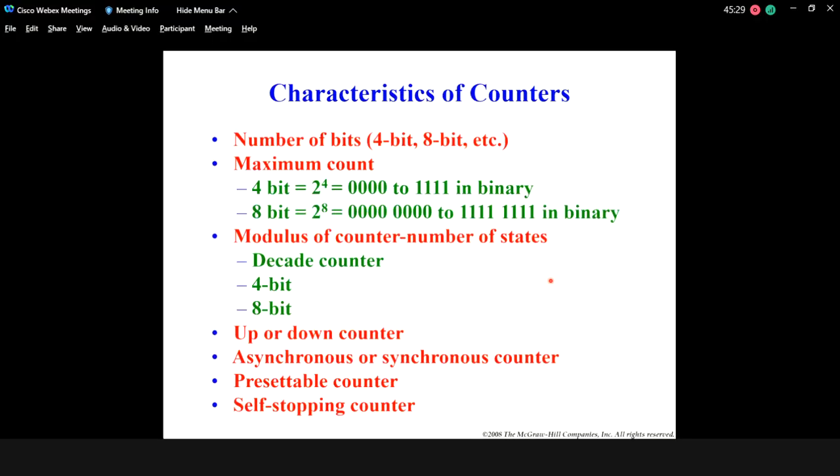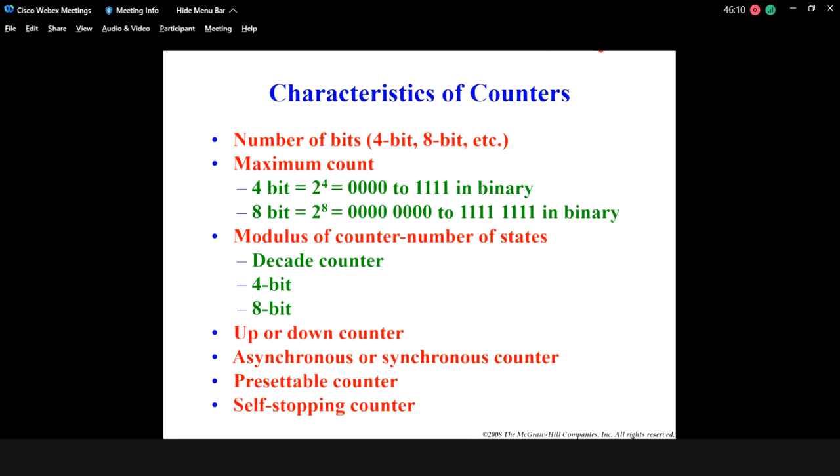The characteristic of the counter depends on the number of bits, whether it is a 4-bit counter, 8-bit counter, etc. For a 4-bit counter, the maximum count is 16 values. However, for 8-bit it will become 128, if I'm not wrong. And 2 to the power of 8 is 256. Okay, 256 numbers.